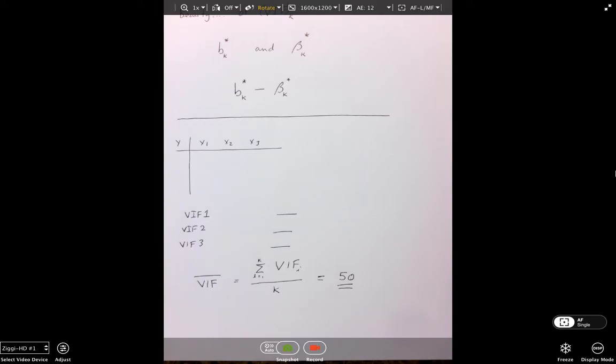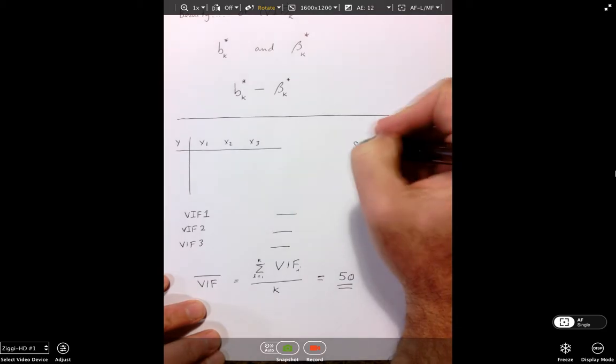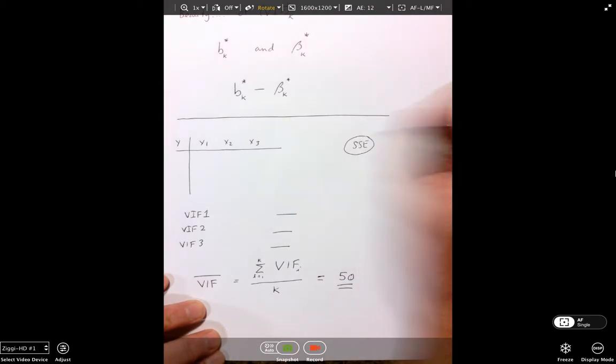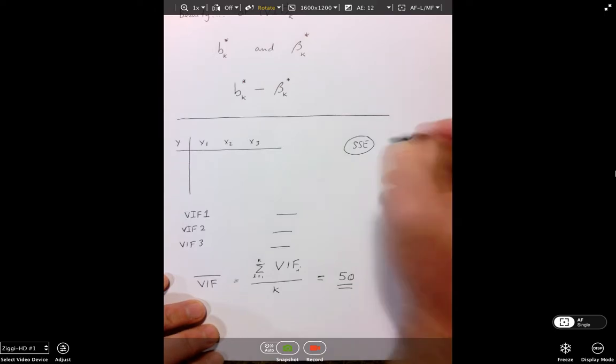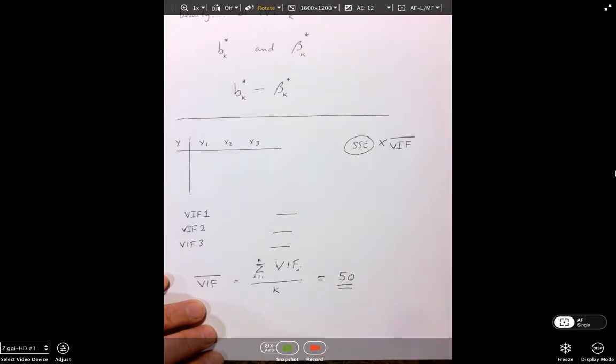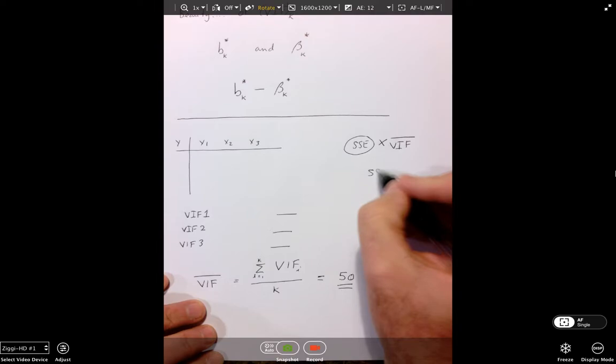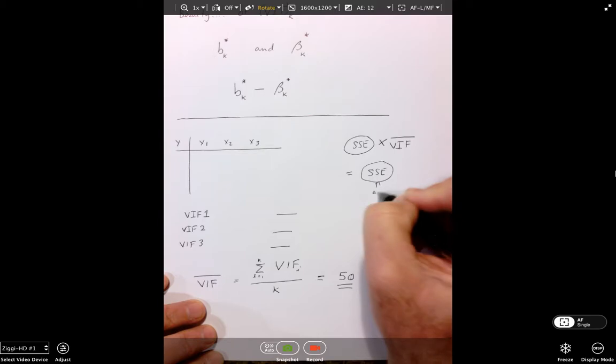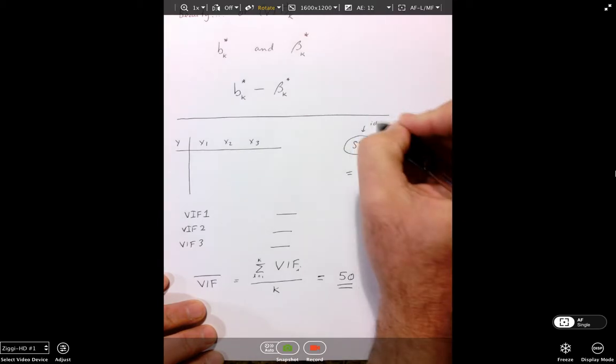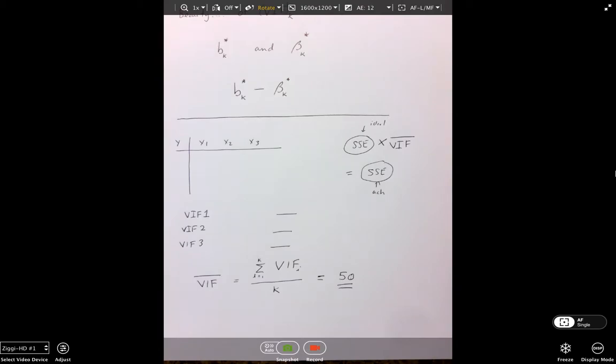So it tells you, hey, here's the perfect error sum of squares, if your predictor variables were completely uncorrelated or not linearly related. Then you can multiply by the mean VIF and get the sum of squares that you've got. So this is ideal, and it tells you by what factor the sum of squares error that you have was inflated from the perfect case.